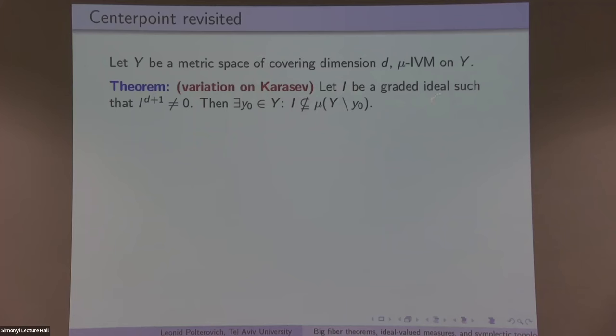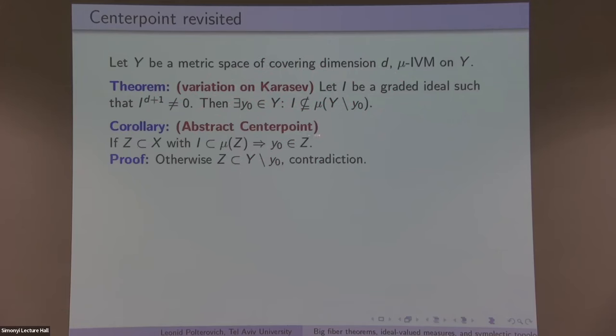Let I be a graded ideal such that I to the power d plus 1 is not 0. Then there exists a point which is large. In which sense is it large? It means that its complement has small IVM. In which sense small? I does not belong to this complement. I must admit that if you read the definition of covering dimension, since the dimension is the covering dimension, you can prove this theorem. But this is a very funny observation, and somehow this product is important.